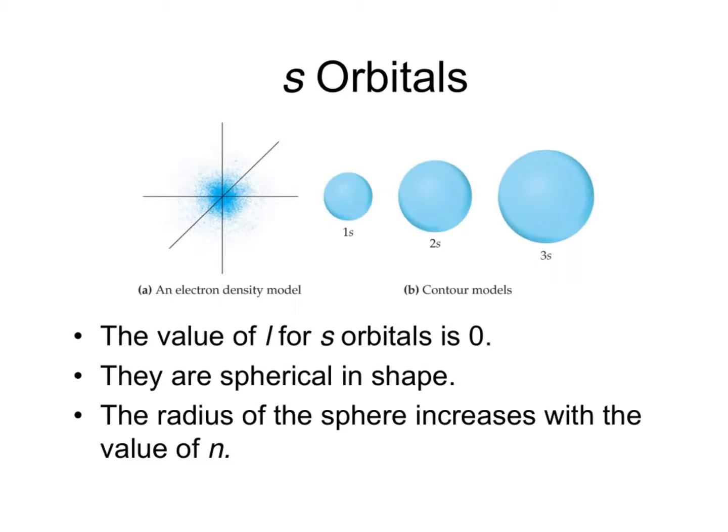The first type of orbital is an s orbital. These are spherical in shape, and the value for L for an s orbital is 0. So the quantum number information would say L is equal to 0, and that tells you that it's an s orbital that is spherical in shape. The radius of the sphere increases with a larger n value. So recall that n is the energy level. The higher the energy level, the larger this sphere is.